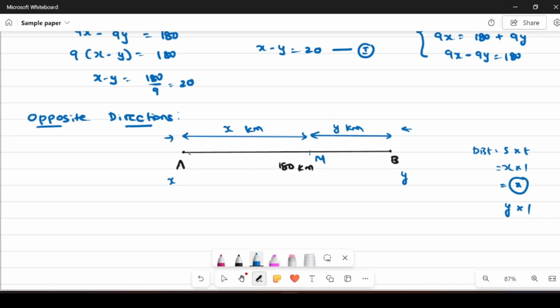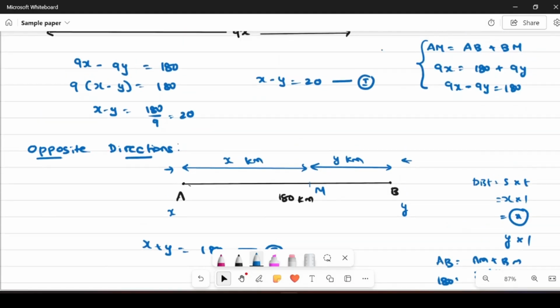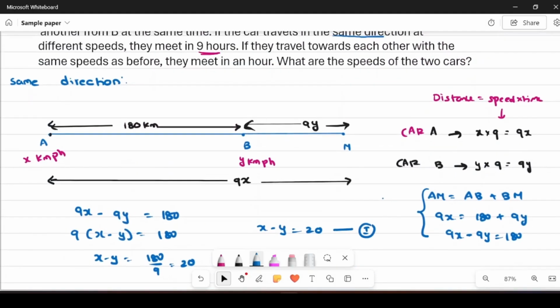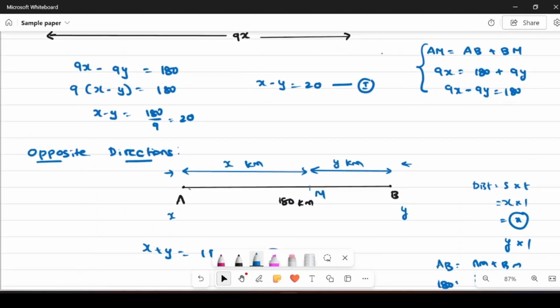Now the total distance is AM plus BM, right? So from here we can write AB is equal to AM plus BM. We have total distance AB is 180, AM is x and BM is y. So x plus y is equal to 180. This is our second equation. So we just need to solve equations 1 and 2 in order to get the values of the speeds of the two cars, which are the values of x and y. So solve these two equations.